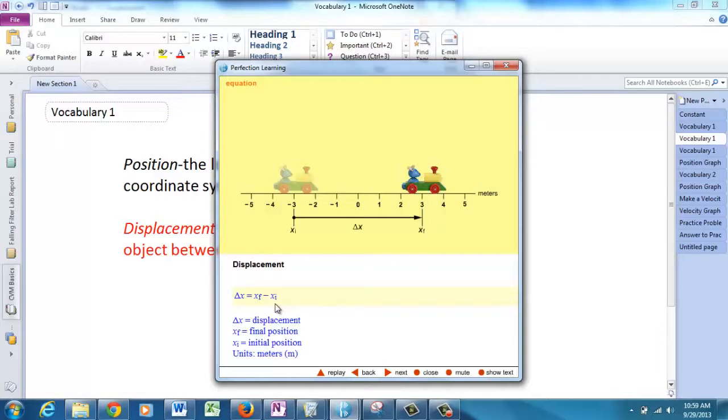And when you're thinking about displacement, you always want to think about it being the final position minus the initial position.